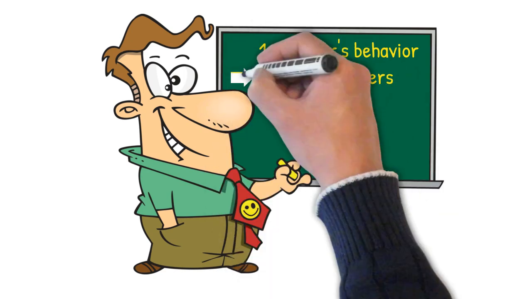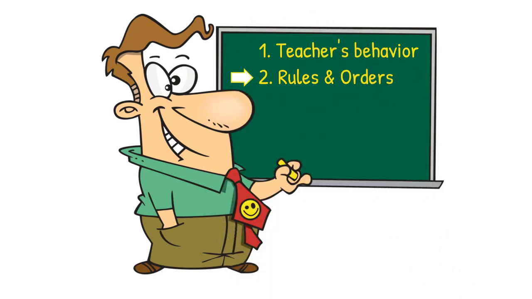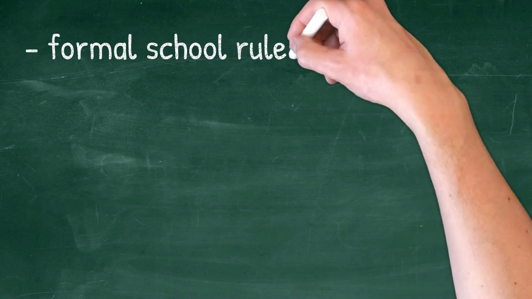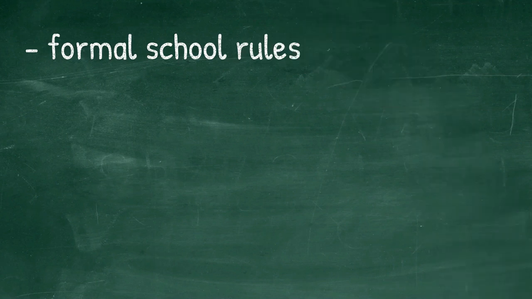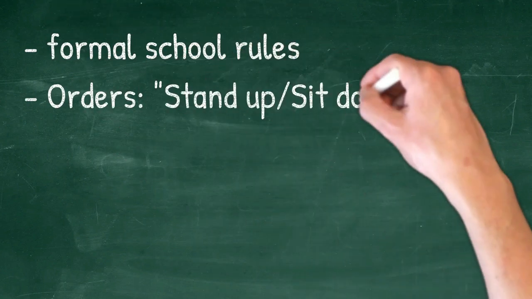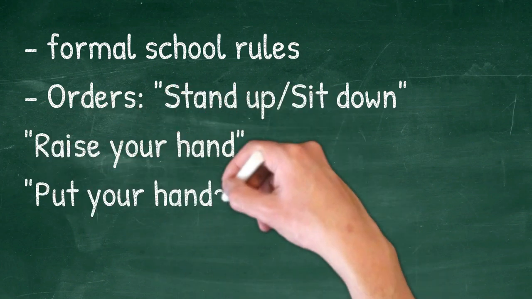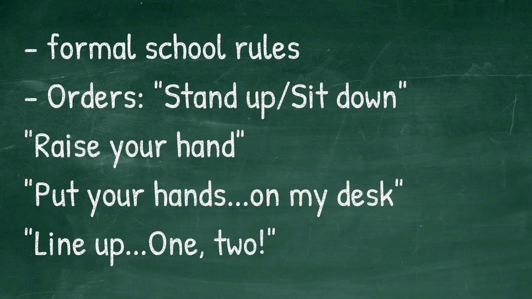2, rules and orders. Obviously, you get formal school rules like being on time, respect your teacher, respect your classmates, etc. But you'd better add some orders, like, for example, stand up, sit down. When you say stand up, the kids can say 1, 2. When you say sit down, they can also say 1, 2 or something else.